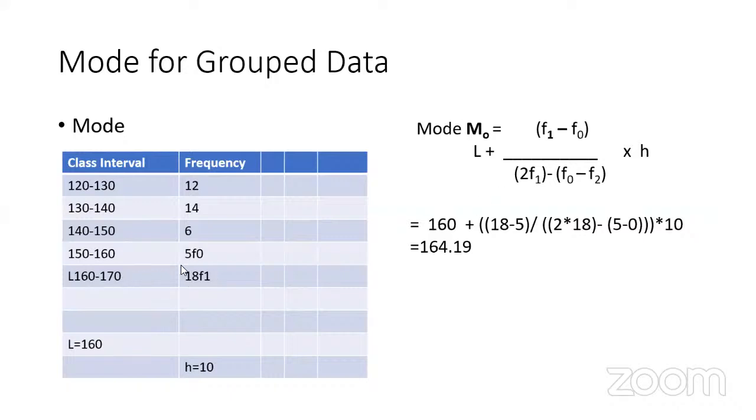Now, in that same class, whatever the frequency is, that becomes your F1 value. The preceding value becomes F0. So F0, F1, F2. But F2, we don't have anything here, so we substitute it with 0. So F1 is 18 minus F0 is 5, by 2 into F1 is 18 minus F0 is 5, minus 0, into H. H is the class width. 120 to 130 is 10, the gap between the lower and upper limits of your class interval. So 10. By substituting and calculating this value, you get the mode for group data.